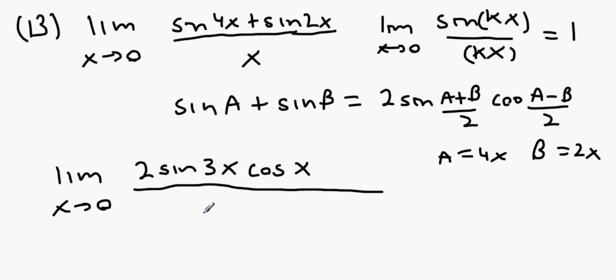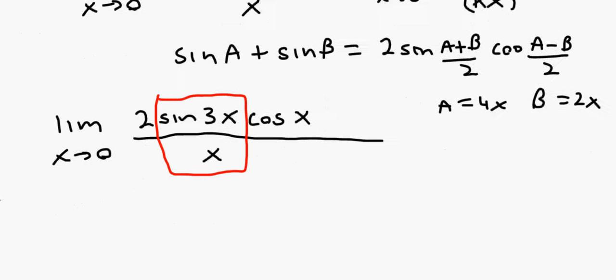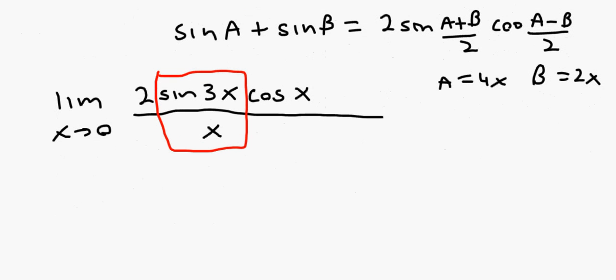Now, what we really want to do is single out the sine and have the x directly underneath it. So in order to do this, we need to have sine 3x over 3x. So what we could do is multiply the bottom by 3, and if we multiply the bottom by 3, we must multiply the top by 3, and lo and behold, this red box here, as the limit as x approaches 0, turns into 1, so it's going to be 2 times 1.